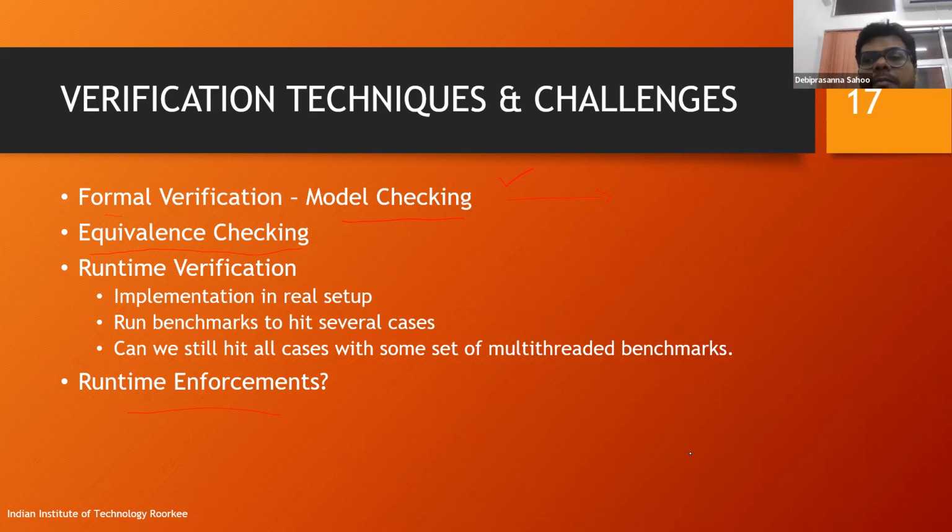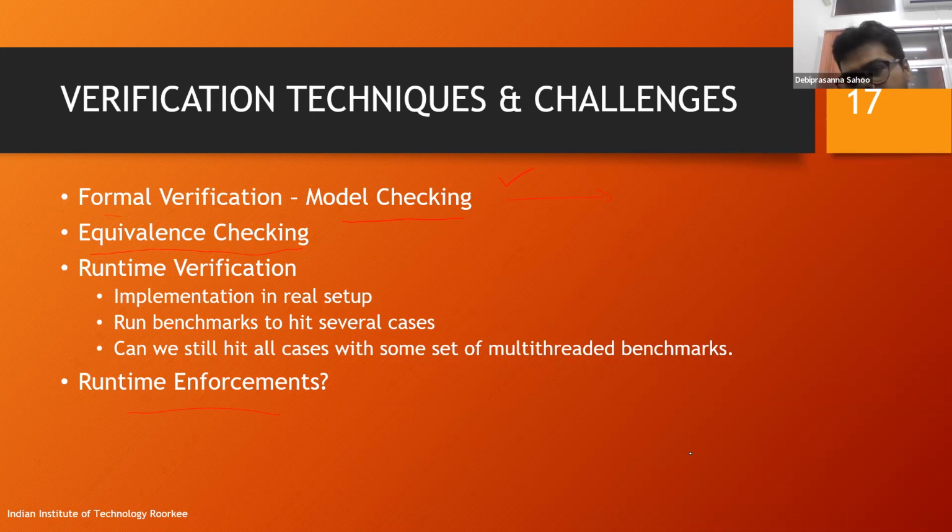That way you can find errors in both models. You can detect errors in your simulator model as well as in your RTL model, because two different people are implementing it, and there can be ambiguity in understanding the requirements. One person might implement it in one way, the other person in another way. So if you are doing an equivalence check, then you are ensuring that both are on the same page. Now the last thing is runtime enforcement.